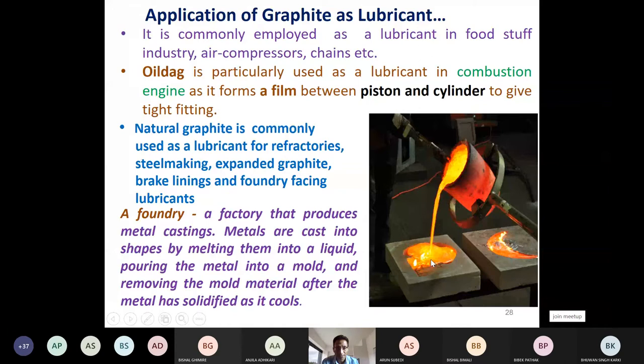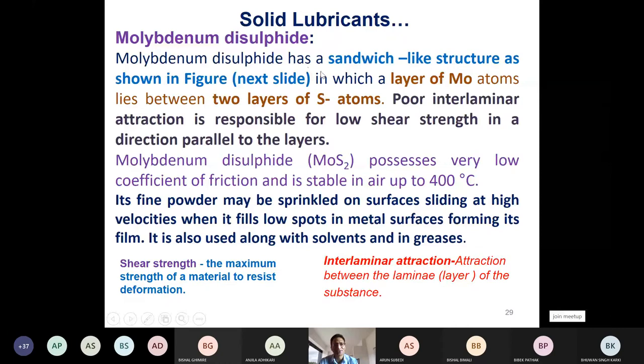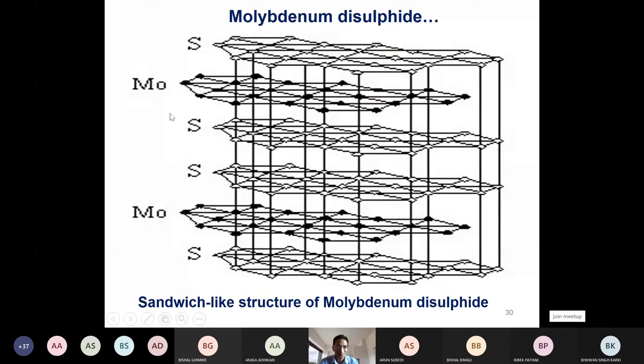Another solid lubricant is molybdenum sulfide. Molybdenum sulfide has a sandwich-like structure, as shown in the figure, which will be shown in the next slide, in which a layer of molybdenum atoms lies between two layers of sulfur atoms. One layer of molybdenum, two layers of sulfur atoms.